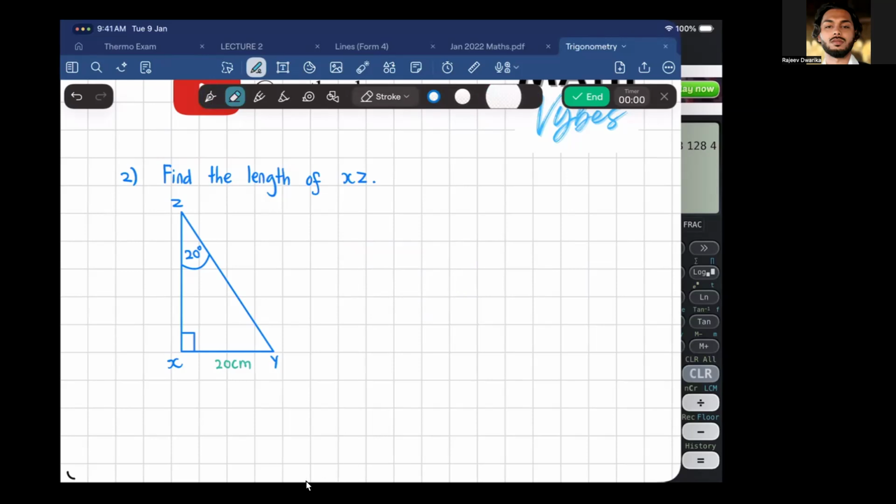Okay. So Ria, what are we trying to find? A. Right now, A is being multiplied by what? Tan 20. Do you know that tan 20 is a number? Yeah, I think I know now. Okay, good.